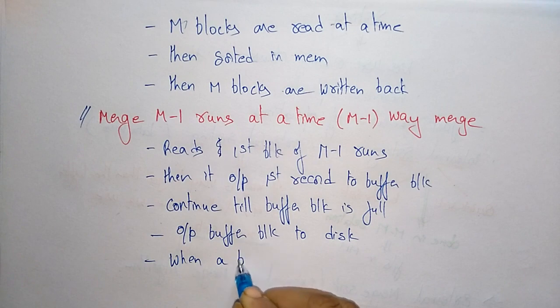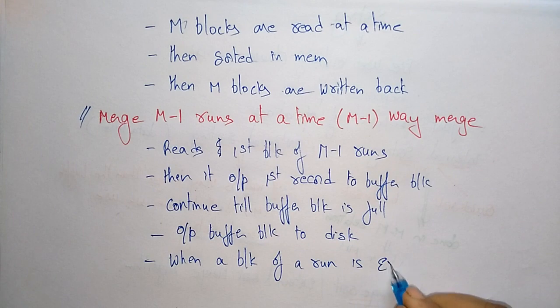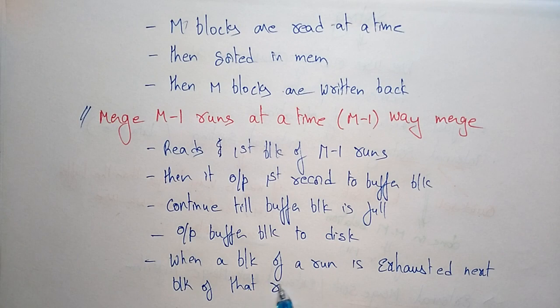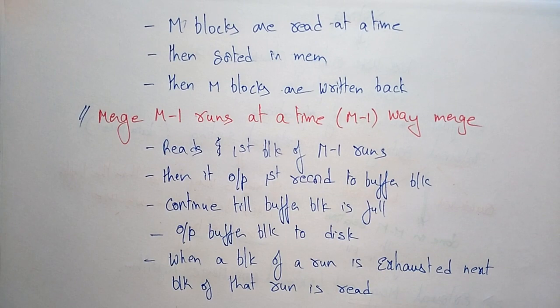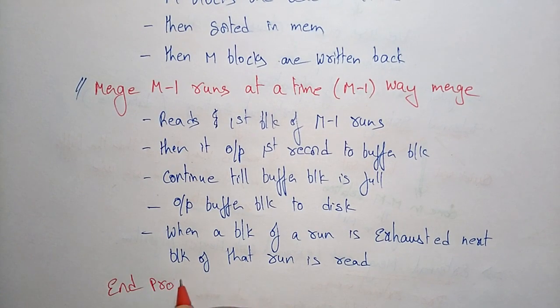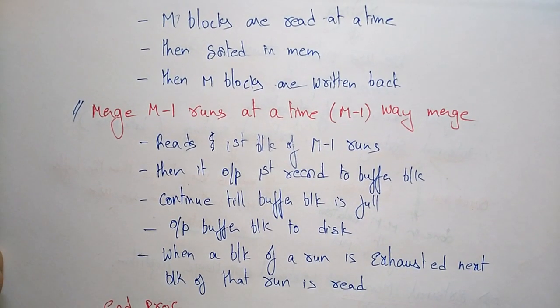When a block of a run is exhausted, the next block of that run is read. So whenever a block of a run is exhausted, we have to read the next block of that run. Then end the procedure. This is the way you have to sort. This is the external merge sort algorithm.